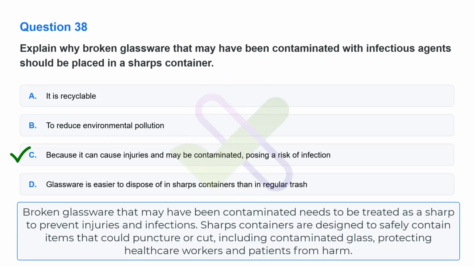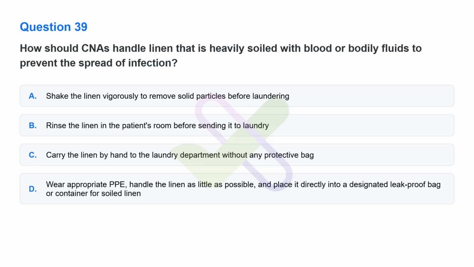The correct answer is C. Because it can cause injuries and may be contaminated, posing a risk of infection. Broken glassware that may have been contaminated needs to be treated as a sharp to prevent injuries and infections. Sharps containers are designed to safely contain items that could puncture or cut, including contaminated glass, protecting healthcare workers and patients from harm.